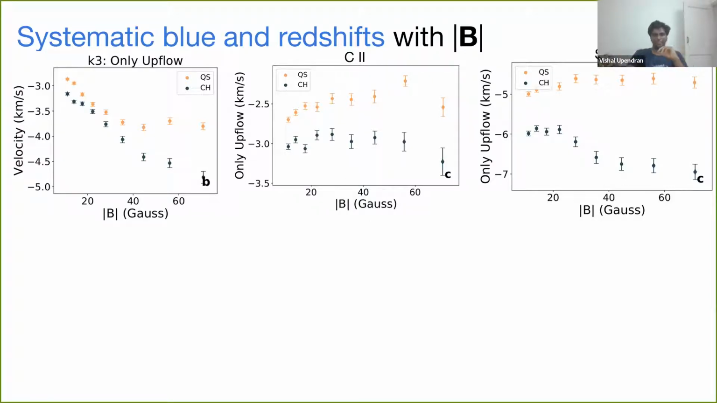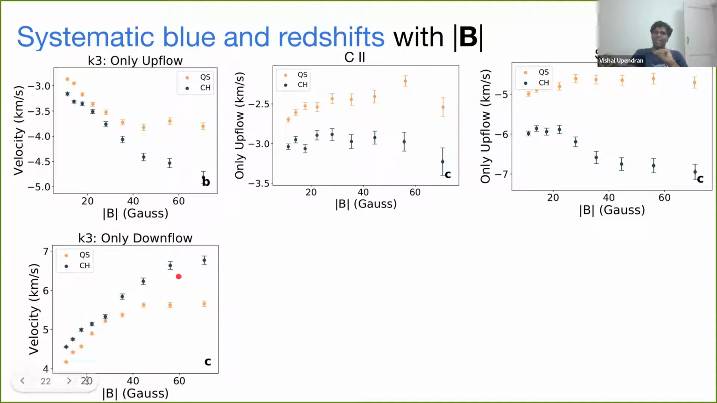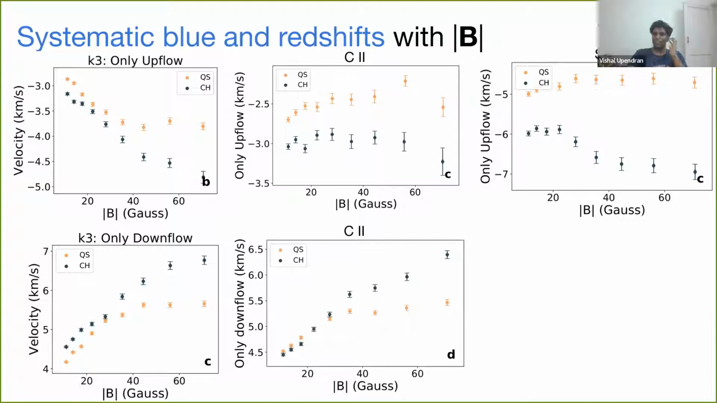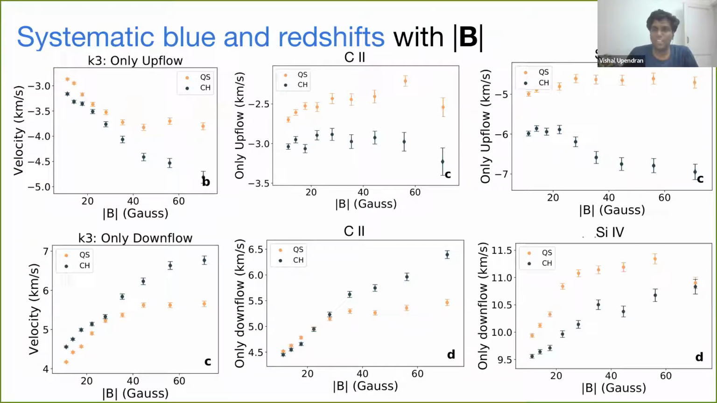Now, if you look at the red shifts, it is very interesting. We see again coronal holes show excess red shifts in K3 and carbon 2. It means that plasma is preferentially falling down faster in coronal holes when compared to quiet sun. This is not something we expected, because this is not something we found in silicon 4. The silicon 4 results which Durgesh and others had, they had excess redshifts in quiet sun when compared to coronal holes. So clearly there is a dichotomy occurring between the chromosphere and the transition region. And this is not quite explainable through just a visual inspection or analysis.